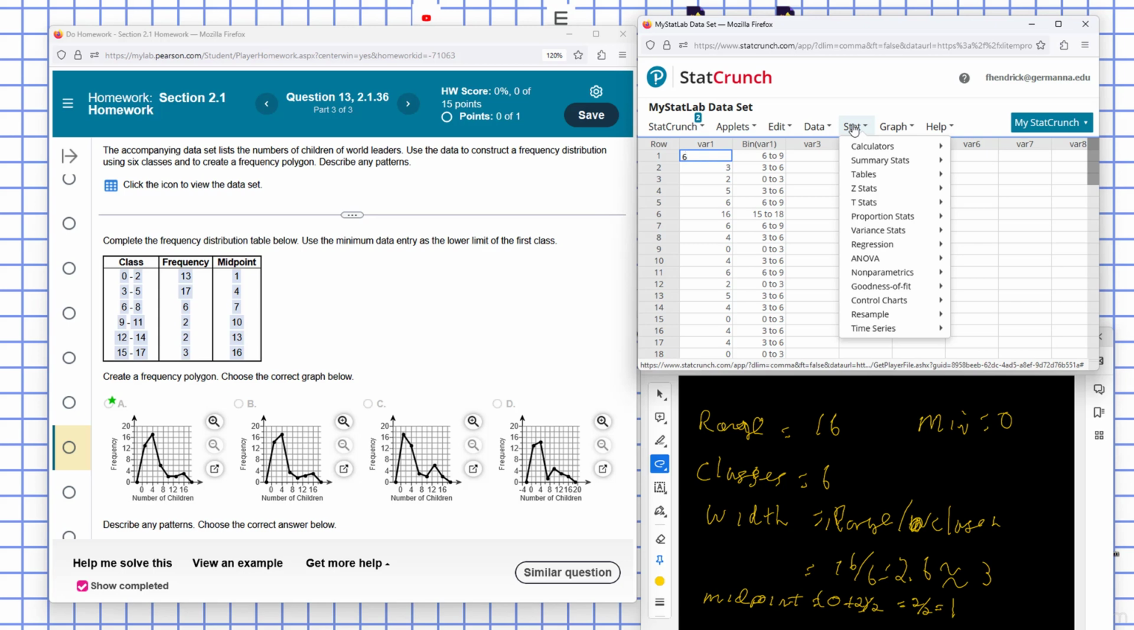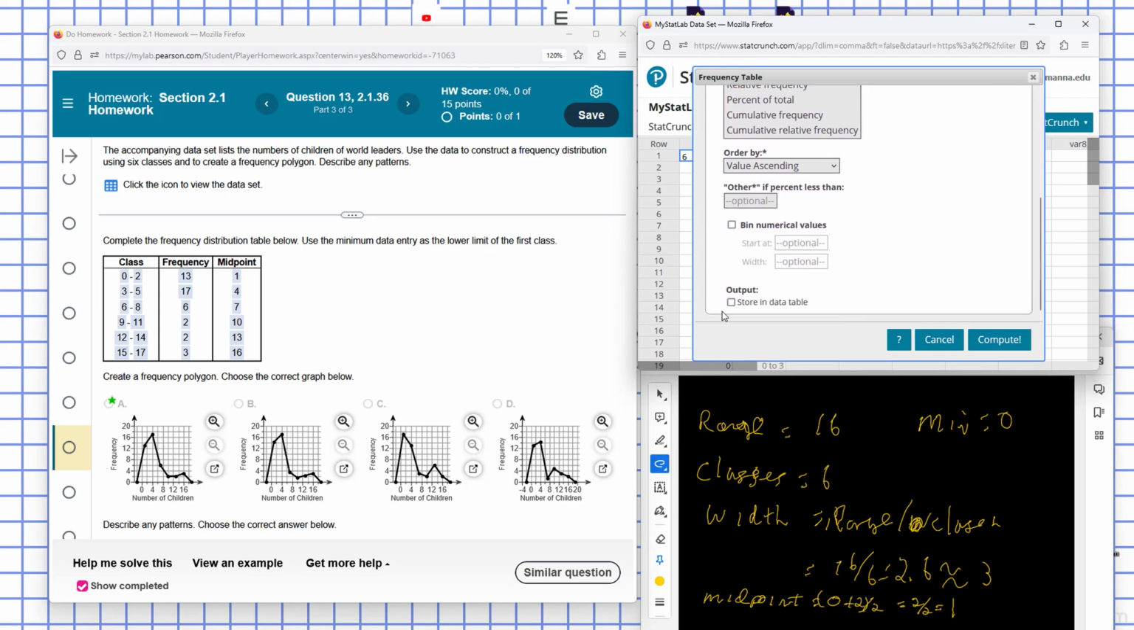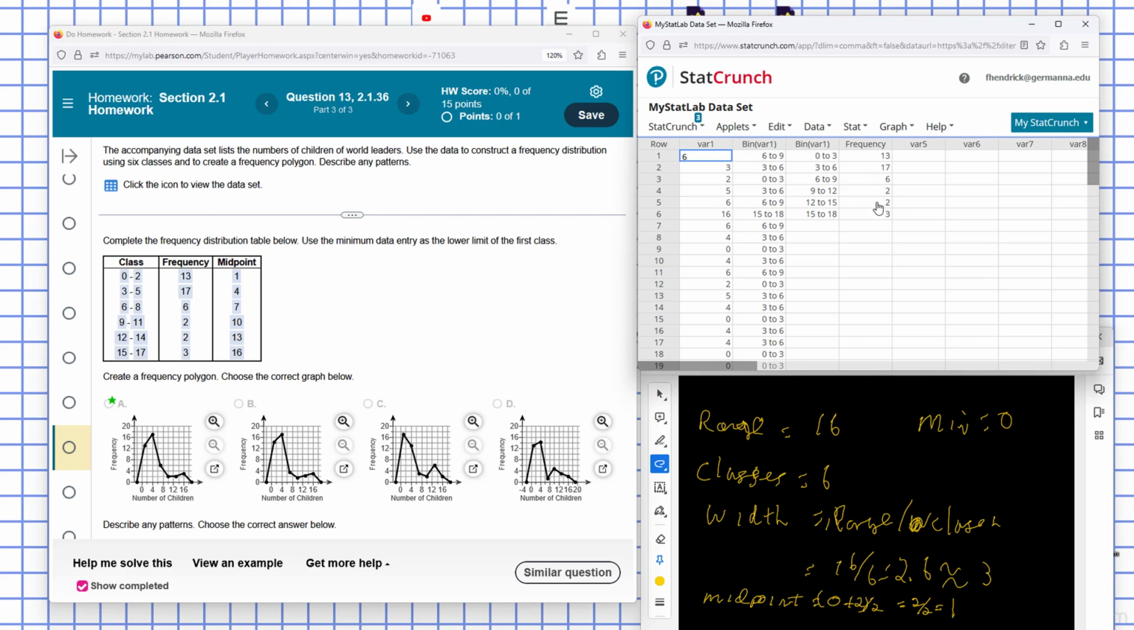So go to Stat, Tables, and we hit Frequency, to put it into class form or tabular form. And there's bin there. And then I select Frequency. And I want to put it into the table. And there's my data there: 13, 7, 6, 2, 2, 3.